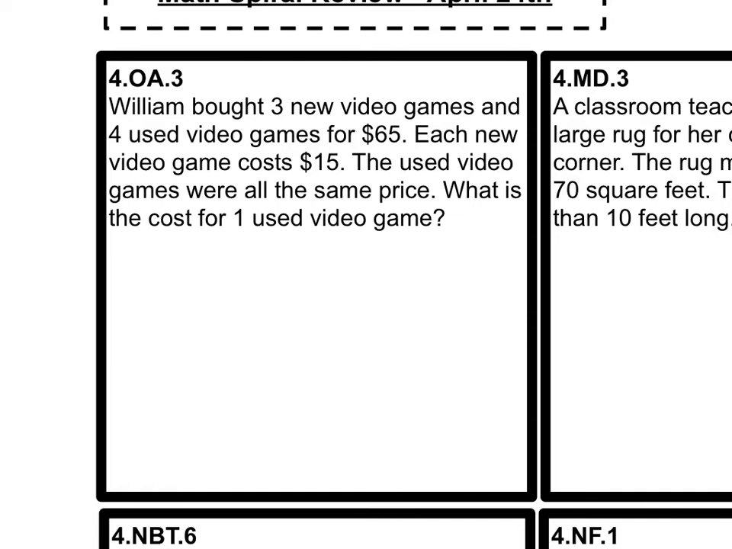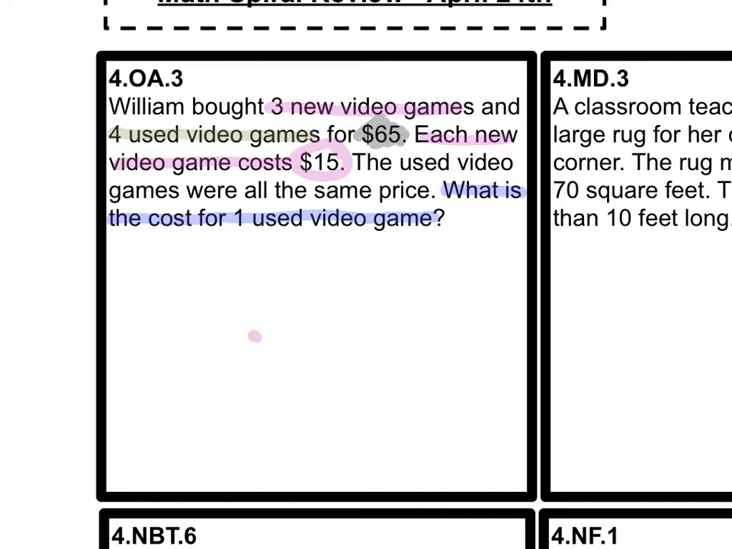So as always, we need to address the question. Our ultimate answer needs to be, what is the cost for one used video game? When I go back and reread, I see some really important information in that first sentence. He bought 3 new video games, and then he also bought 4 used video games, and altogether that total was $65. Also, I need to note that each new video game costs $15. So I'm going to go ahead and start there.